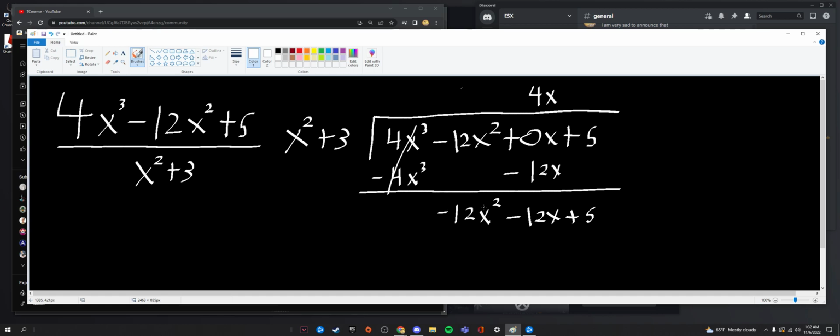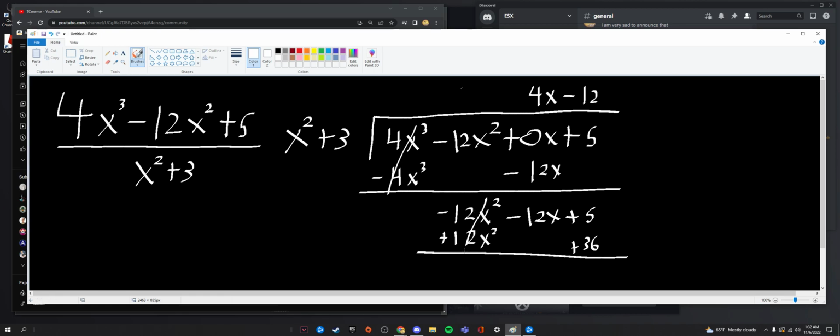Now we do that again. We look at negative 12x squared, and we ask ourselves, how many times does x squared go into that? Well, that's obvious, we do a minus 12. Once again, just match these signs because we're always adding the opposite. So when this becomes minus 12x squared, we're actually adding the opposite, which is positive 12x squared. So we add 12x squared here. And now we look at negative 12 times positive 3. That's negative 36. Once again, adding the opposite, so we actually add 36.